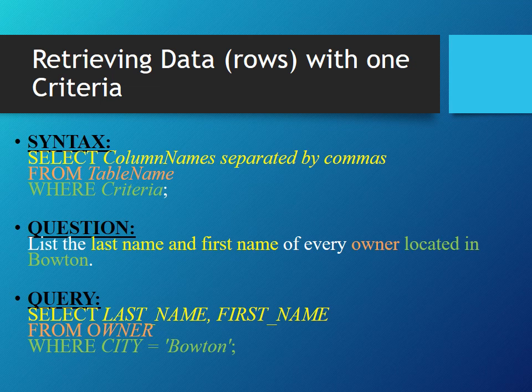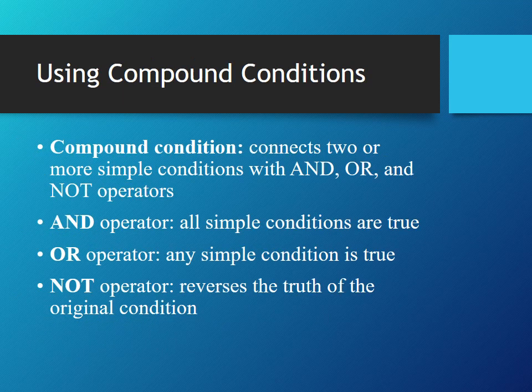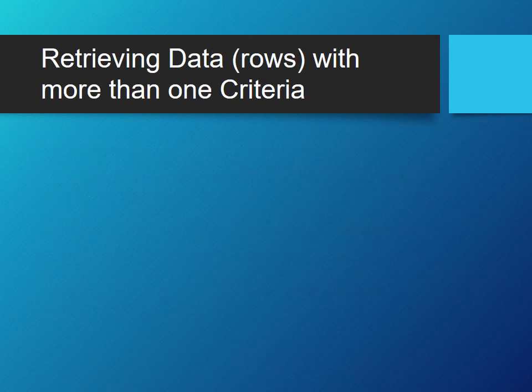So on to an example with more than one criteria, which requires the use of compound conditions. Compound conditions connect two or more simple conditions with and, or, or not operators. The and operator means all simple conditions are true. The or operator means any simple condition is true. And the not operator reverses the truth of the original condition. Let's look at an example.